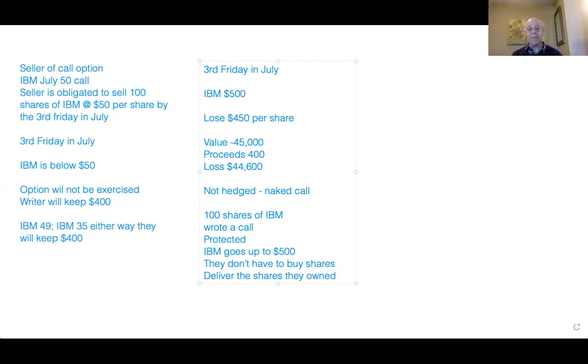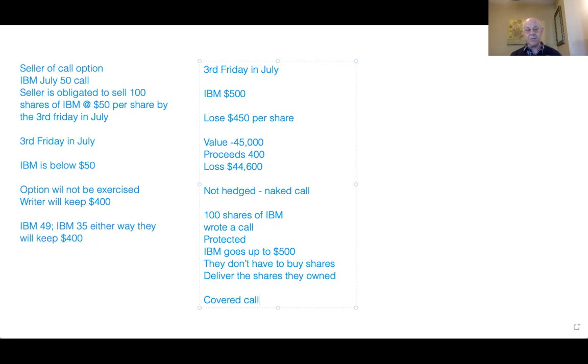Now they're still not happy because they haven't gotten any of that upside. They're only getting $50 a share for their IBM when they deliver it. They're not getting the $500. So it still wasn't a good transaction, but they're not getting killed. Their losses aren't going up and up as the value of IBM keeps going up because they have the shares to deliver. This is called a covered call. And we will talk about covered calls in more detail later on during the course.